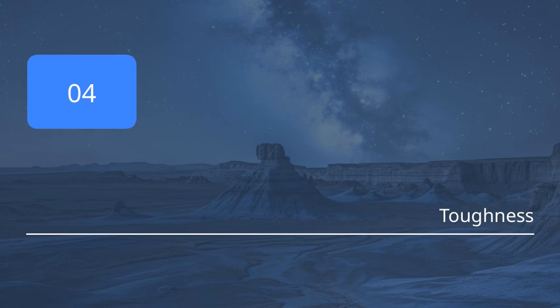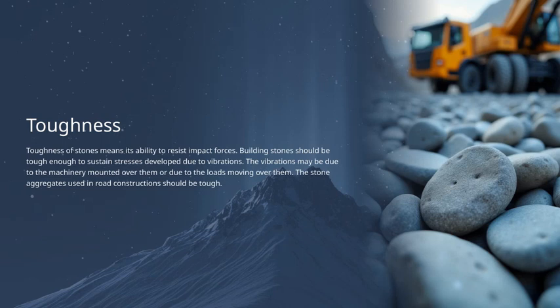Toughness of stones is a crucial property we need to consider. It essentially refers to the stone's ability to resist impact forces without breaking or cracking. When we talk about building stones, it's important that they are tough enough to handle the stresses that come from vibrations. Now, these vibrations can originate from various sources, such as machinery installed on the structure or even from loads moving across the surface.